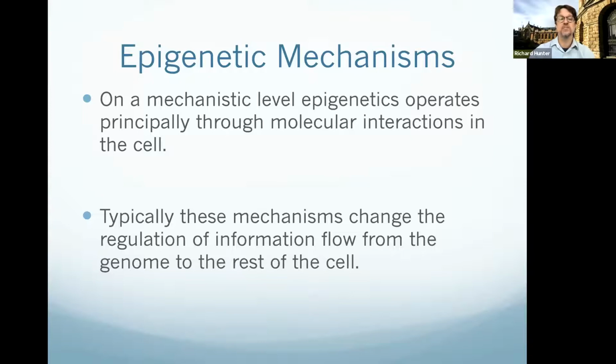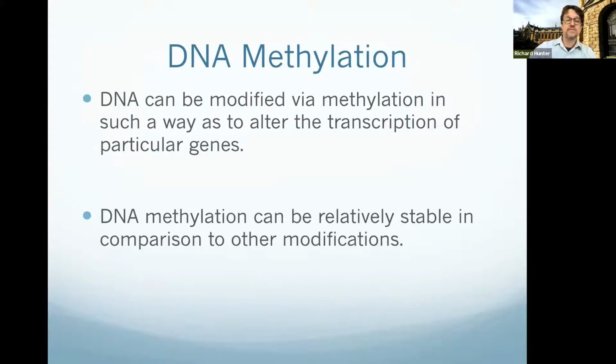So epigenetics is operating through these molecular interactions in the cell, and this is changing the information flow from the genome to the rest of the cell. We've talked about DNA methylation, and we'll start to get into how you actually look at this. DNA methylation, in contrast to most of the other modifications we're going to talk about, is relatively stable. It can persist over years to decades in many cases. But an important caveat is that even these stable modifications are not like you scratch an engraving into a piece of stone and it stays there.